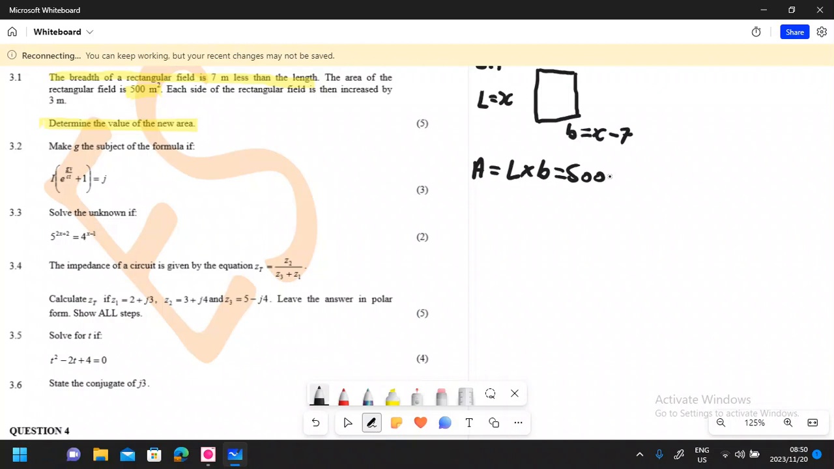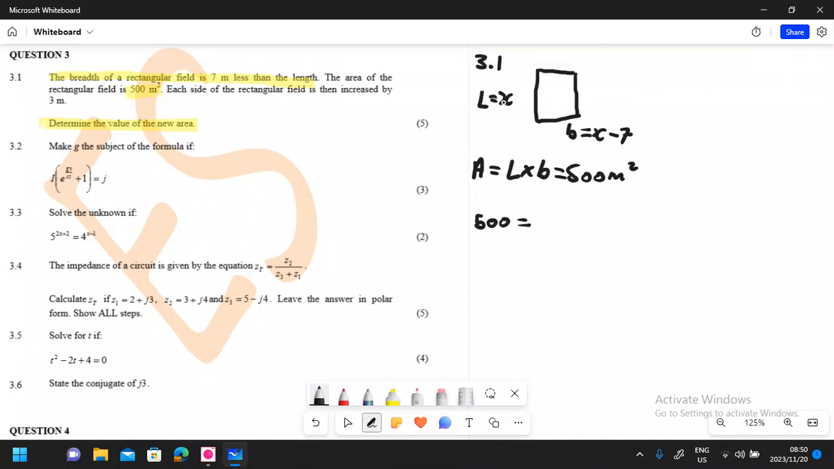So this is before we increase each side by 3. So now let's substitute here. We're going to use the area formula to get our side here. Now let's start. We know that area is going to be 500 meters squared.